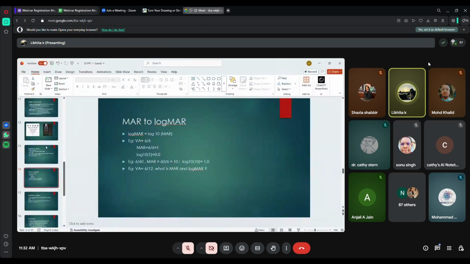For example, if the patient is 6 by 60, then MAR equals 60 divided by 6. That means it's 10. So log 10 of 10 equals 1.0. Here we will denote it as logMAR 1.0. Another example, if the patient's visual acuity is 6 by 12, then what is MAR and logMAR?